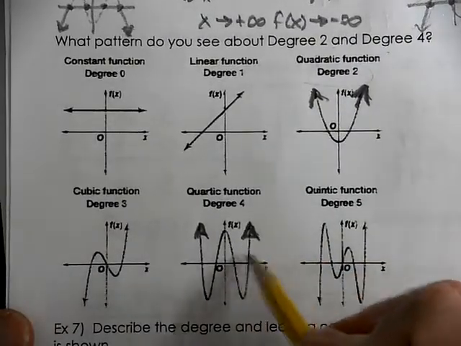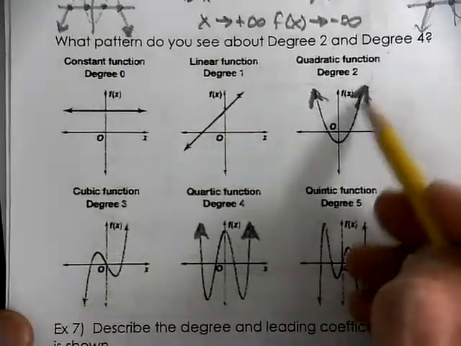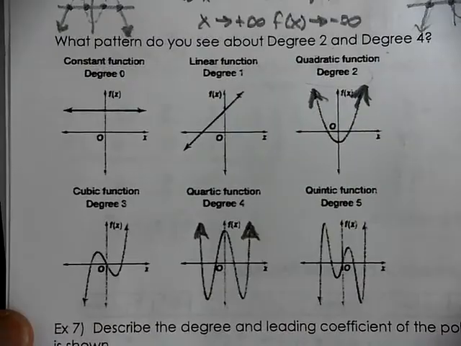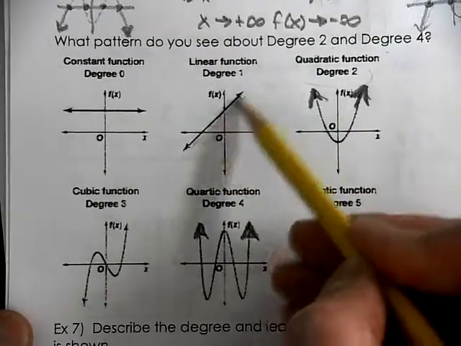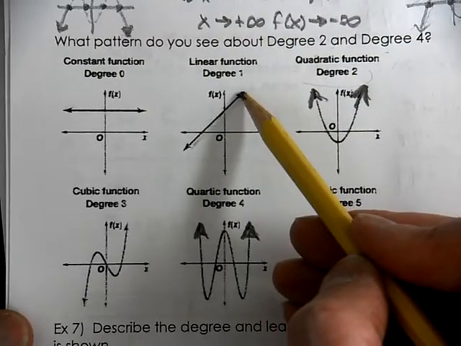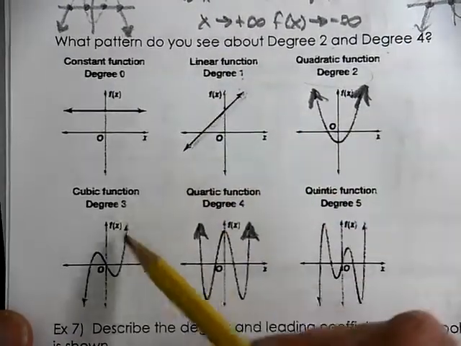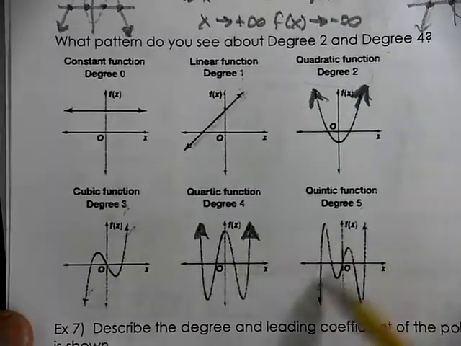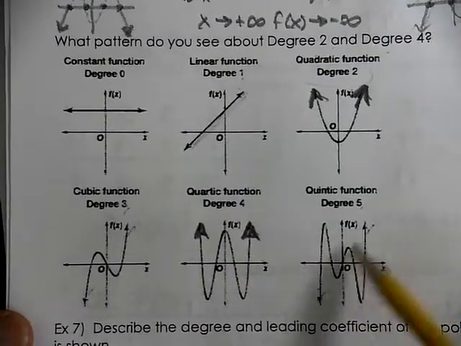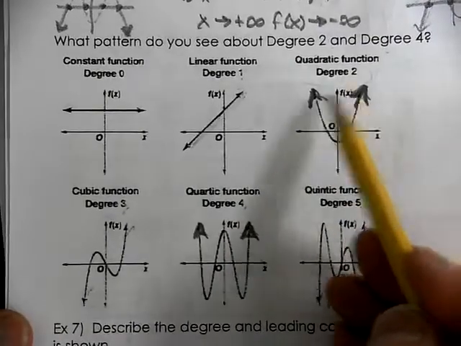We would expect this to have a positive leading coefficient because it's going up. This would be a degree of 1 because it's linear. But notice they go in opposite directions because it's odd. Odd, it goes in opposite directions. But even is going in the same direction.